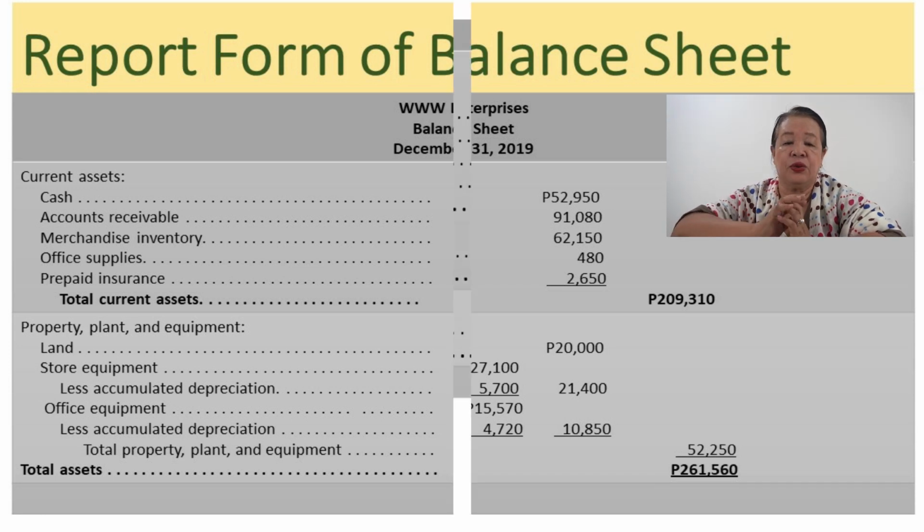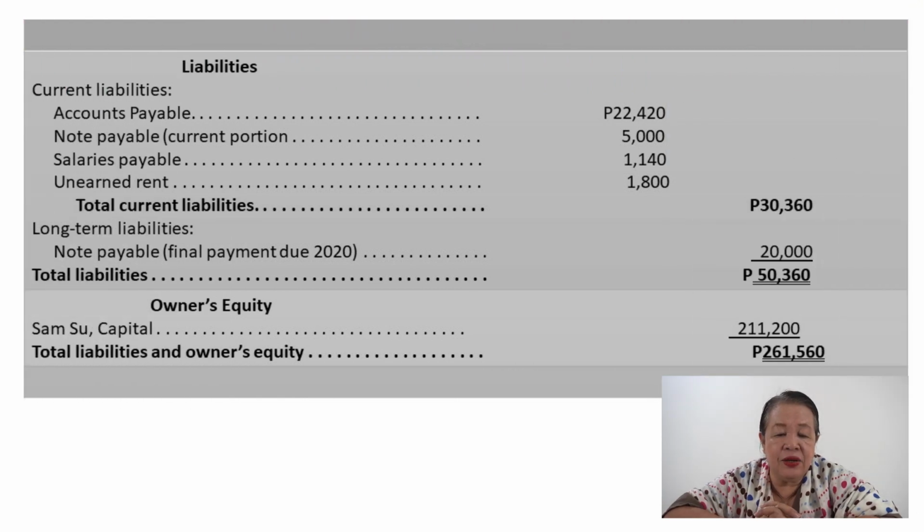And now, let's go to the liabilities. For the current liabilities, we have accounts payable, 22,250. This is what we owe. Salaries payable, 1,140. Notes payable, only the current portion, 5,000. And unearned rent, 1,800. Total current liabilities, 30,360. Note payable, final payment due.